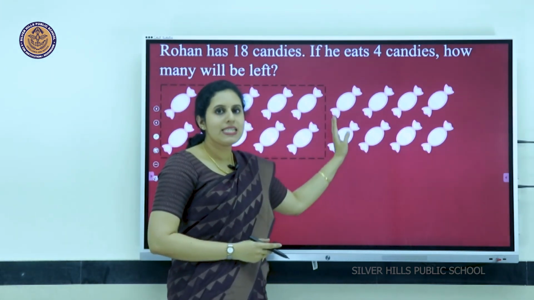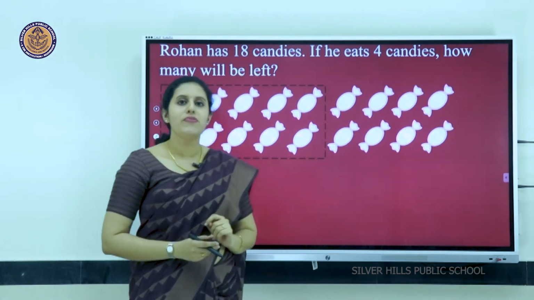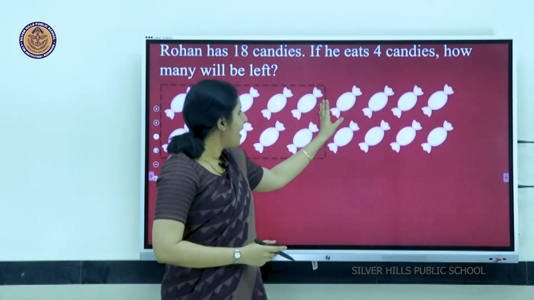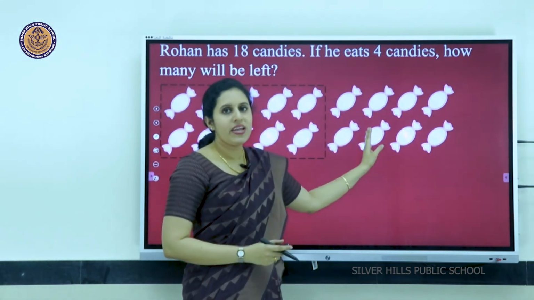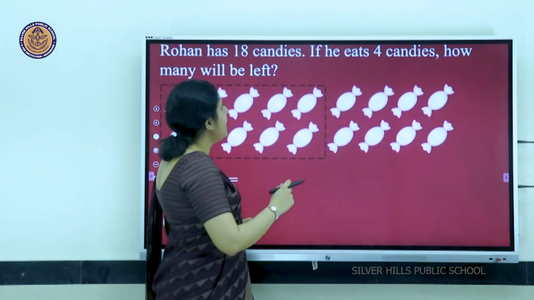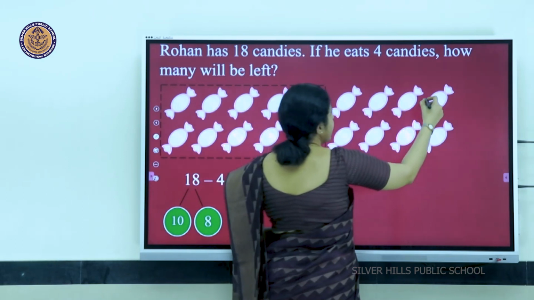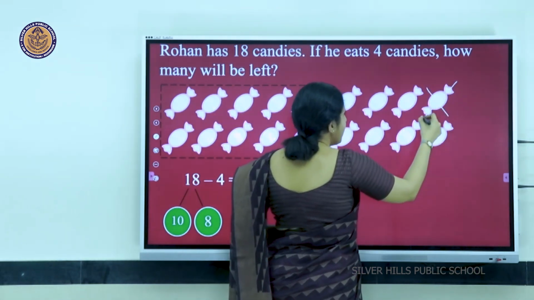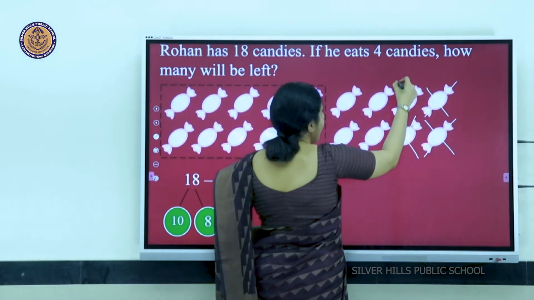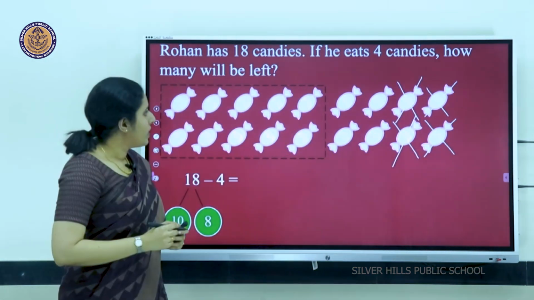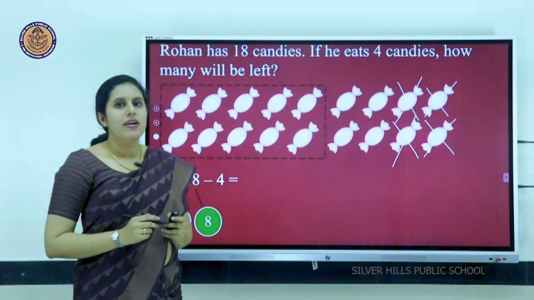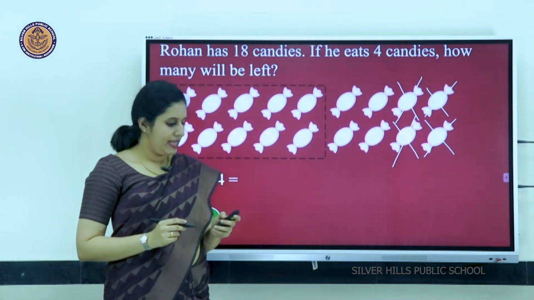So, this is a 10, these are 1s. So, from the 1s side, I will take 4 candies. Since Rohan has eaten 4 candies, I will take out those 4 candies from the 1s side here, as the method says. So, let me show you how that is done. 1, 2, 3 and 4. What we have done here is, from the 1s, we have crossed out 4 candies.